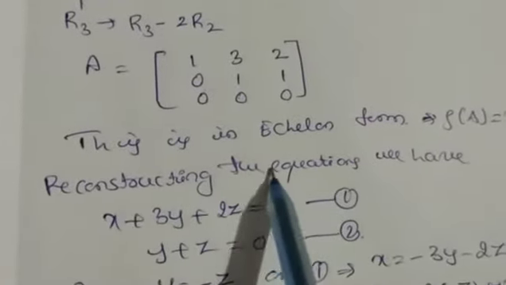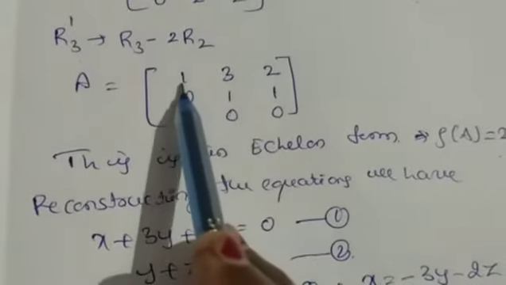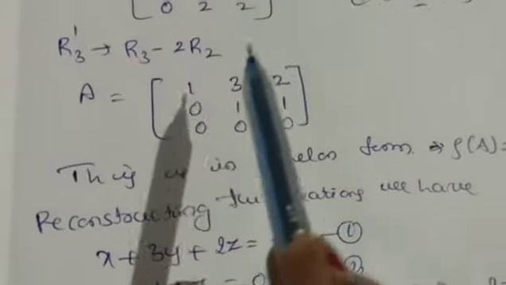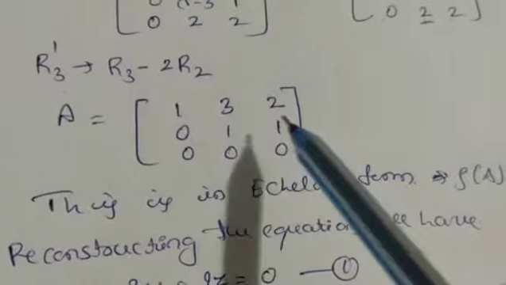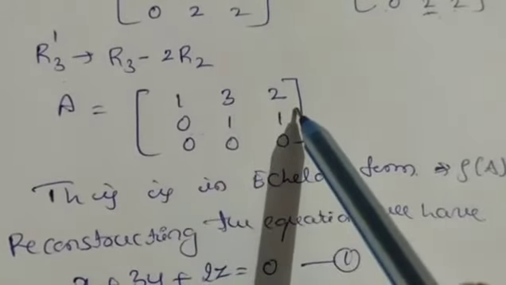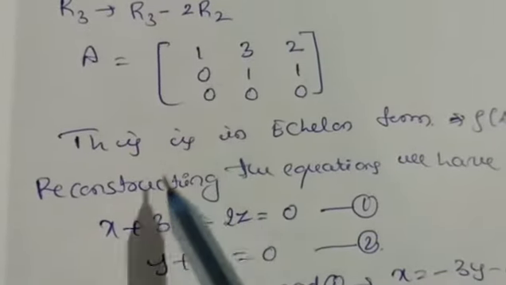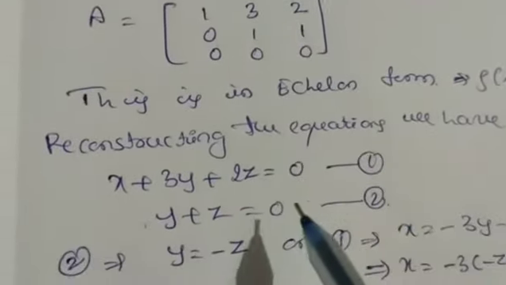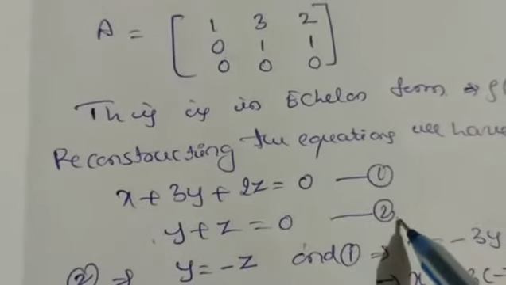Let us reconstruct the system of equations. We have x, y, z. It is 1x plus 3y plus 2z is equal to 0. Again, what we have done here: we had written the equations in matrix form, and now we are writing the matrix form back into equation form. So the first equation is x plus 3y plus 2z is equal to 0. And the second equation is 0x, meaning we don't have any x here, only y: 1y plus 1z is equal to 0. And the third row is completely 0, so there is no need to write the third equation. So we have only two equations.